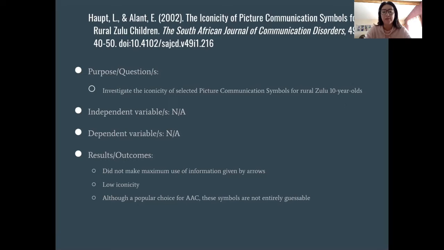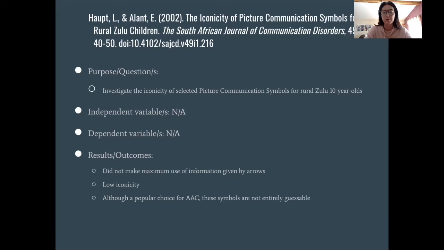It was designed to have researchers verbally give a Zulu label to the children, and then the children would mark the symbol they thought best depicted that label. Because this was an analytic survey, there were no independent or dependent variables. The results of this study show that the iconicity of selected PCS symbols was very low.